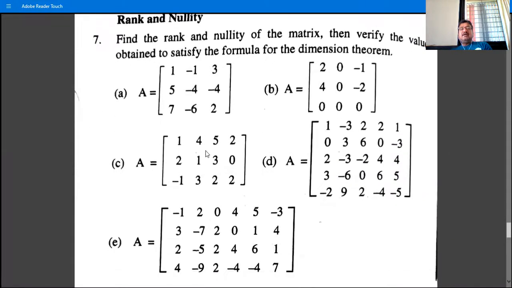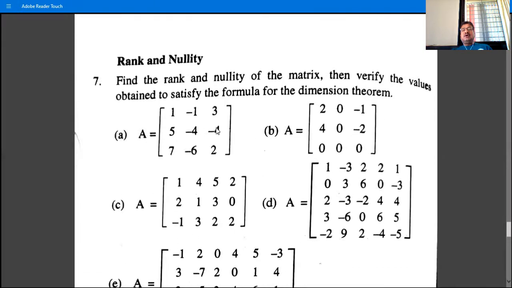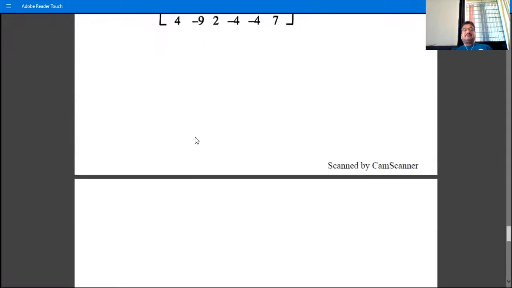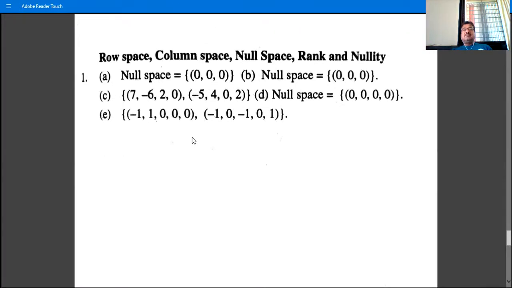So rank and nullity: again find the rank and nullity and verify that the values obtained satisfy the formula of the dimension theorem. That is, independently we have to find rank and nullity. In order to find rank, we will find the dimension of row space or column space. And in order to find nullity, find the basis for null space of the matrix. So these are the examples.